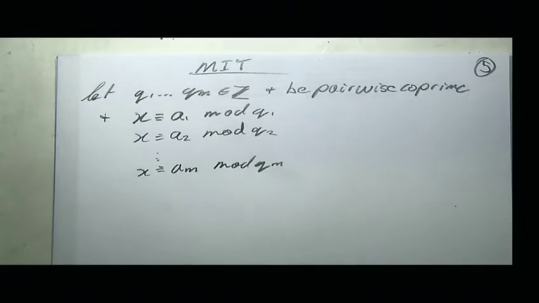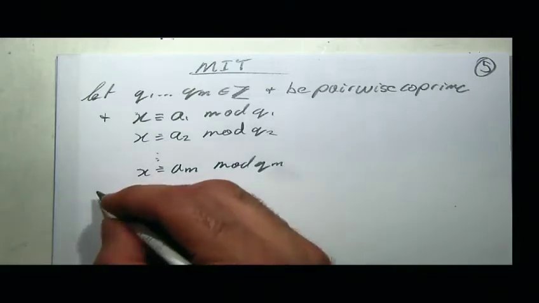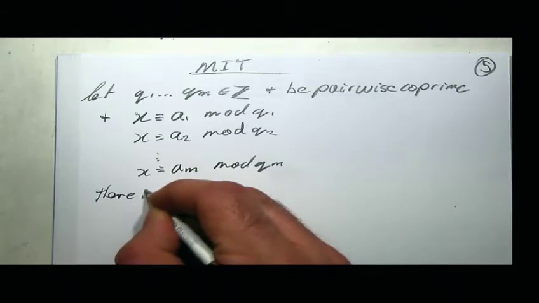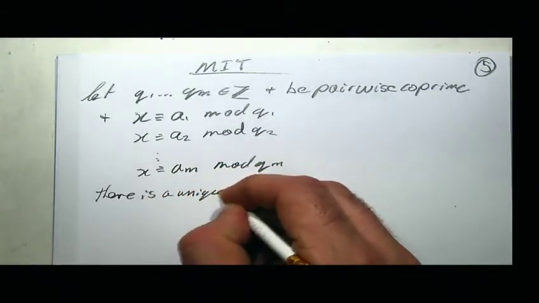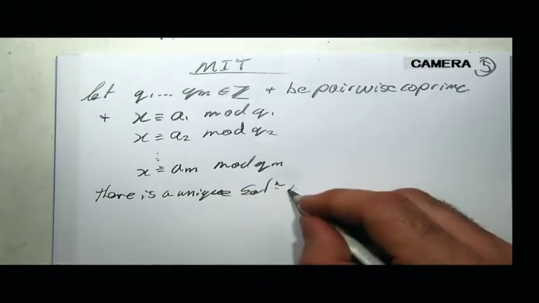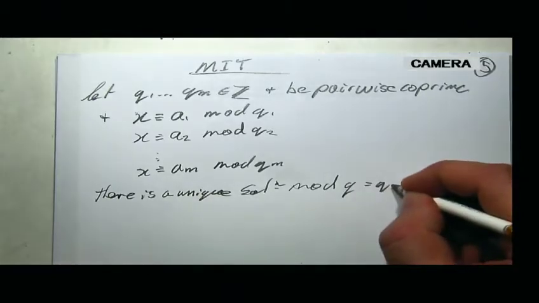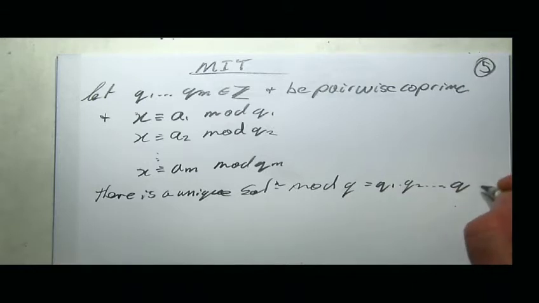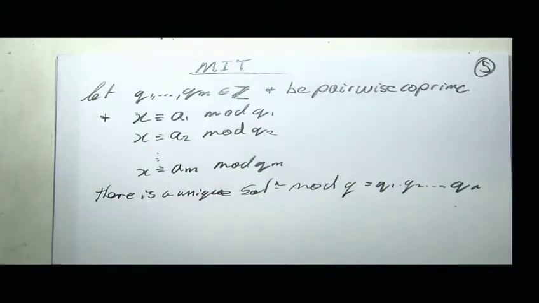So basically they're saying there is a unique solution modulo q, which is equal to q1 times q2 times up to qm. All right, so the reason they call it the Chinese remainder theorem is as the story goes, the Chinese used to arrange their troops into rows of, say, 17, 19, and 23, and so they'd look at the remainder, and they could know exactly how many they had up to the product of those numbers.